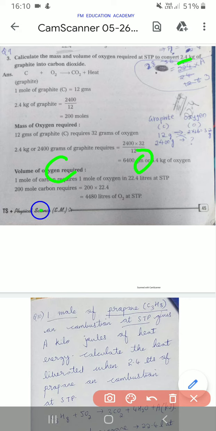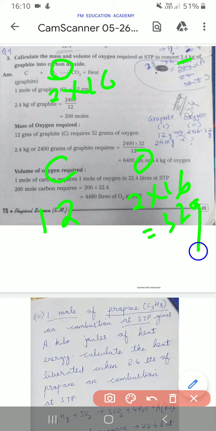Carbon, we know the atomic mass is how much? 12 grams. If you don't know, remember it, 12 grams. And how much is the atomic mass of oxygen? O2. O we know is 16, right? Just now we saw. So since it is O2, it means 2 into 16, which is 32 grams.